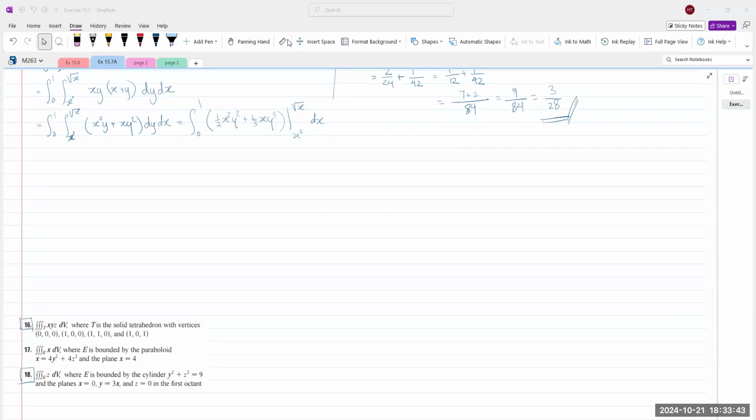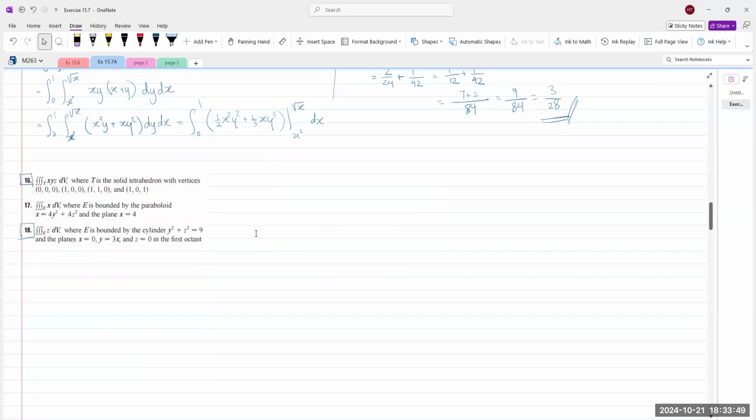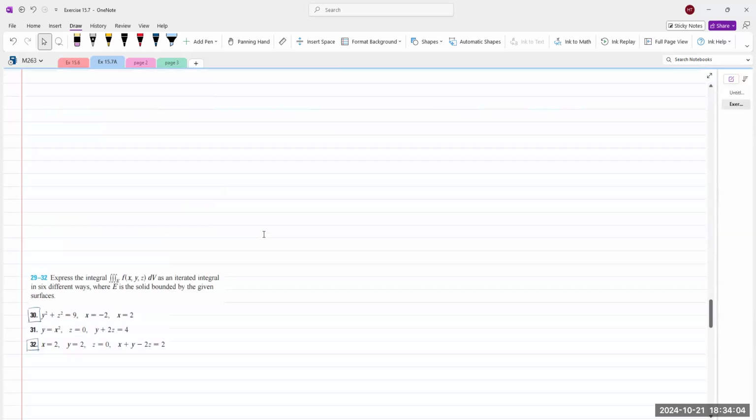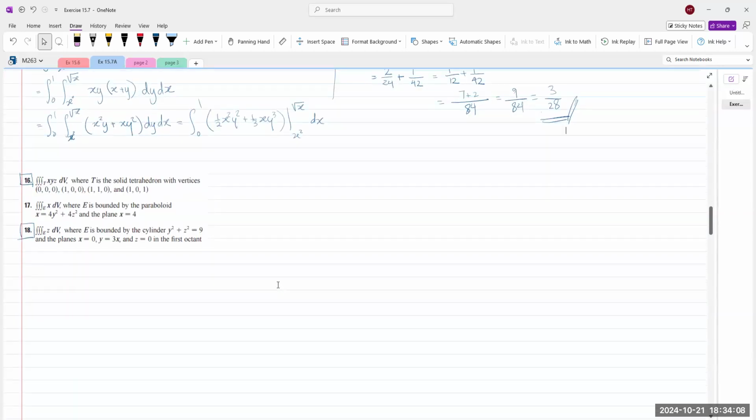The next one, number 16. As you can see, I don't think I will finish this 15.7 in one shot. It's not an easy part, and I prefer to do more problems. So I will do more in future, but this is my 15.7a. So let's do a couple more questions, maybe 2 or 3 more.